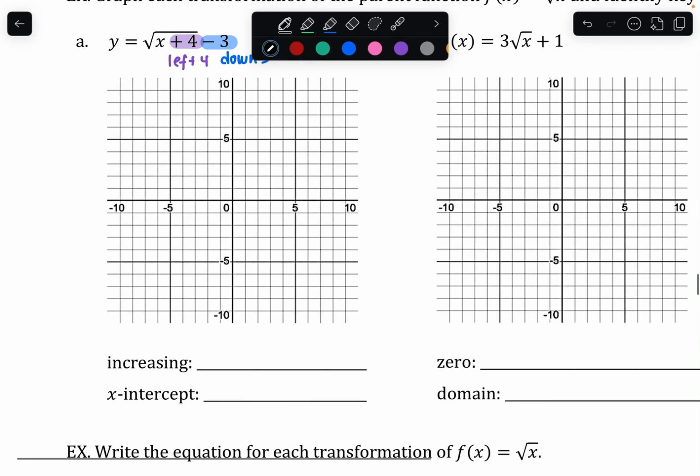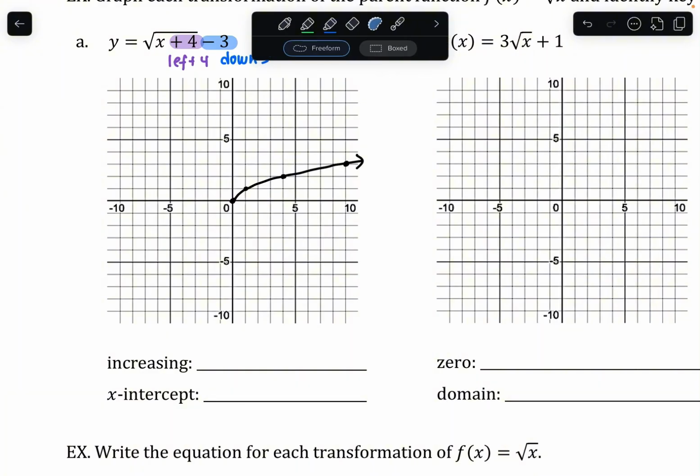Okay, so graphing our parent function, we have (0, 0), (1, 1), (4, 2), and then (9, 3). So to move this left 4 and down 3, it takes the origin, that starting point at (0, 0), and we go left 4 and then down 3.